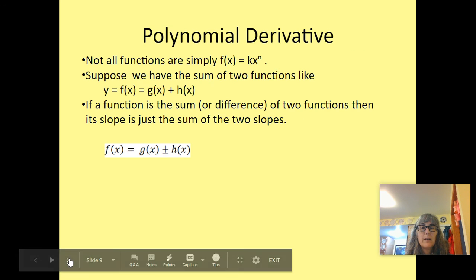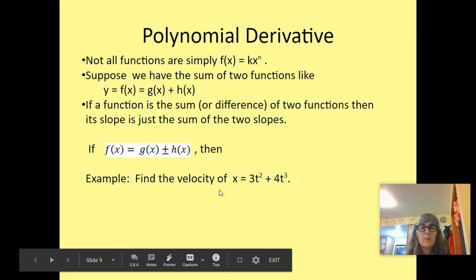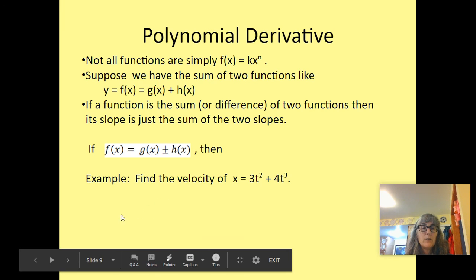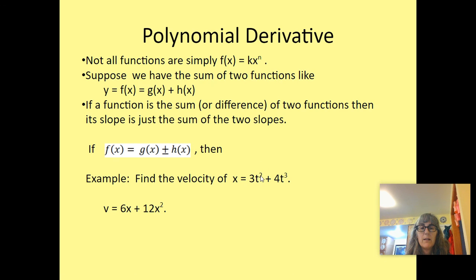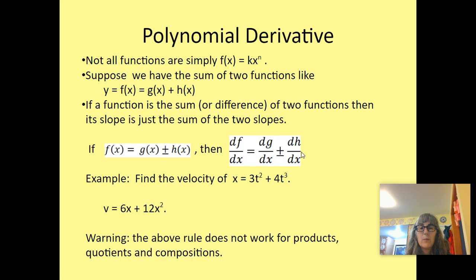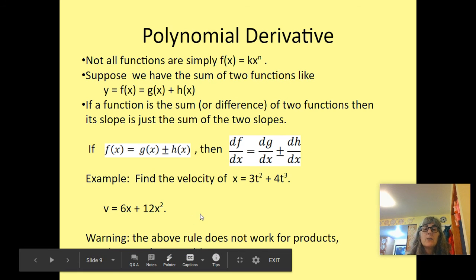All right, suppose that we have a polynomial where we have multiple sections. So a g of x and an h of x, this is just a fancy way of saying there's 2 terms. So let's say we have x is equal to 3t squared plus 4t cubed. What you do is you find the derivative of each part. So you find the derivative here, so that's 2 times 3t, and then we reduce the power by 1. And then 3 times 4, and then t squared, reducing the power by 1, and then you're done. So you just basically take the derivatives of the parts and add them together or subtract them. It doesn't work for products.